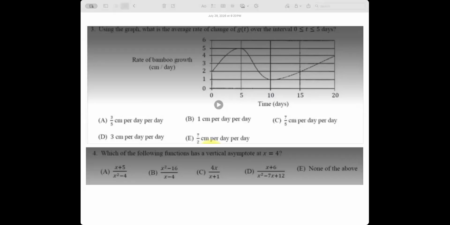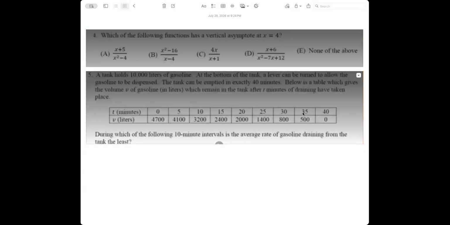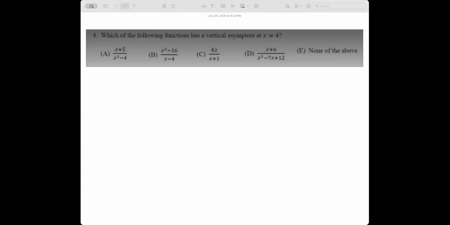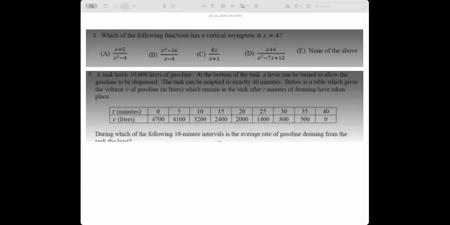Arush, are you ready, Arush? Yeah. Which of the following is a vertical asymptote? Arush, you can do the fourth and the fifth. See whether you can do the fourth and the fifth. I'll give you the answer options. After this, we can go to the test prep of this.